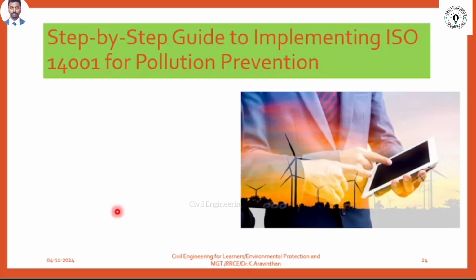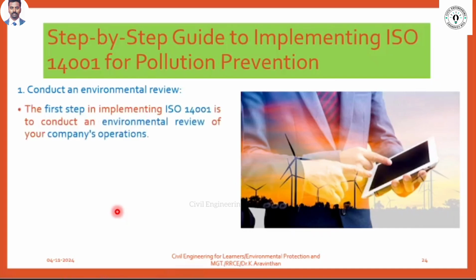Step by step guidelines for implementing pollution prevention. First one, conducting an environmental review. If any organization has to reduce pollution, first they should conduct a review. What are the reviews? The environmental review from top management level they have to do. Either it might be an internal audit or a management review.